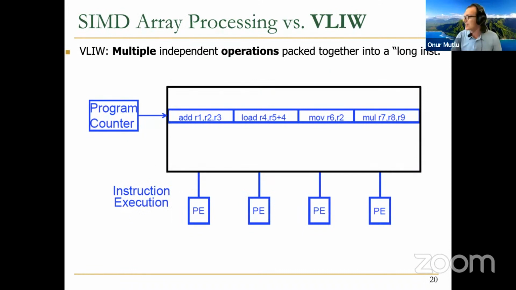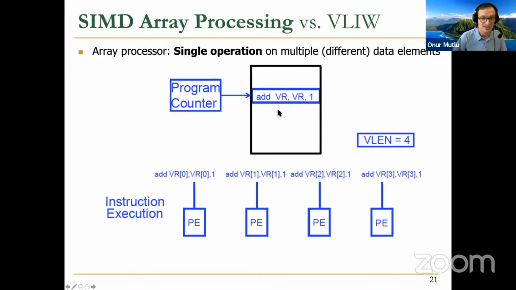Remember, VLIW we discussed, and VLIW is also very important. You can see that in VLIW, multiple independent operations are packed into a long instruction. With a single program counter, you're fetching multiple operations. Yes, they're independent. Independence is there, just like SIMD. But the major difference is in VLIW, you're fetching different instructions, right?